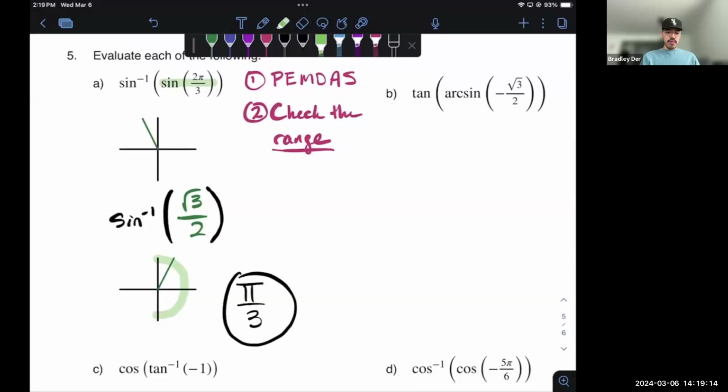So you may consider this a trick question if you don't know what the rules of inverse trig are, but this inverse sine and this sine are not going to, quote unquote, cancel out to just leave the 2 pi over 3.